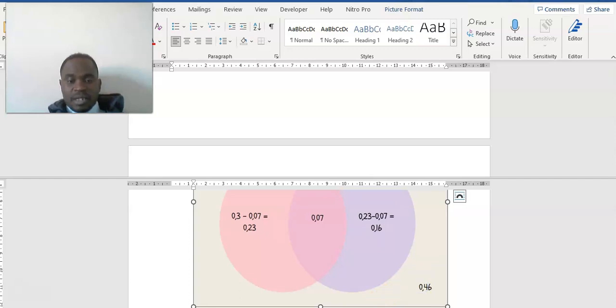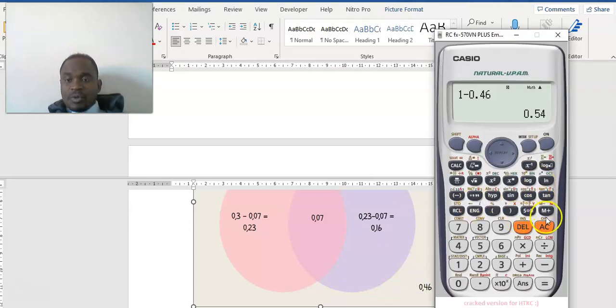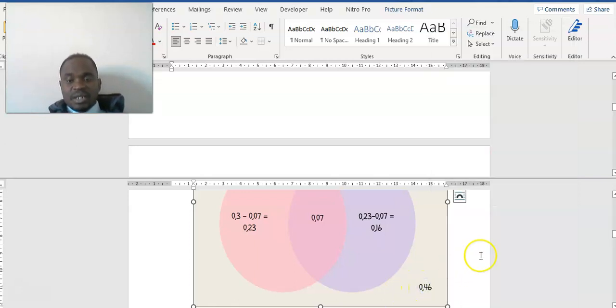My calculator. Okay, so I'm going to do it again. Let's start. 1 minus 0.23 minus 0.07 minus 0.16. This gives us 0.54. So this side must be 0.54, not 46. Alright. Okay.